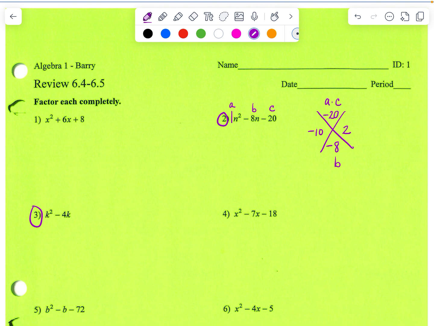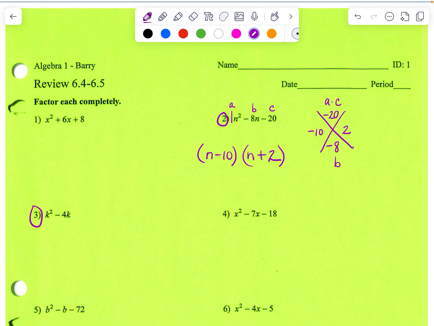Remember Mrs. Berry's sign trick: if the top number is negative, the other numbers should not share a sign, right? They should not smile. All right, so these numbers are supposed to be put now in parentheses with an n. So we will put in n minus 10 and n plus 2.